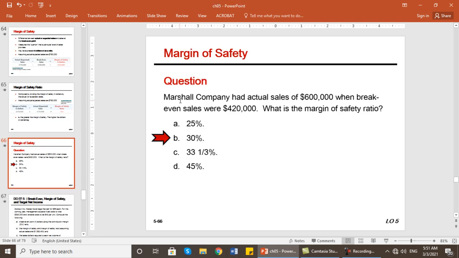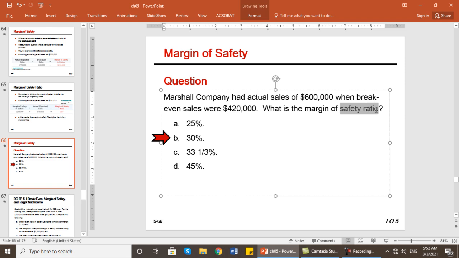Now, a multiple choice question. Marshall Company had actual sales of 600,000 when break-even sales were 420,000. What is the margin of safety ratio? First, the margin of safety is the difference between 600,000 and 420,000, which equals 180,000, divided by the expected sales of 600,000, equals 30%.